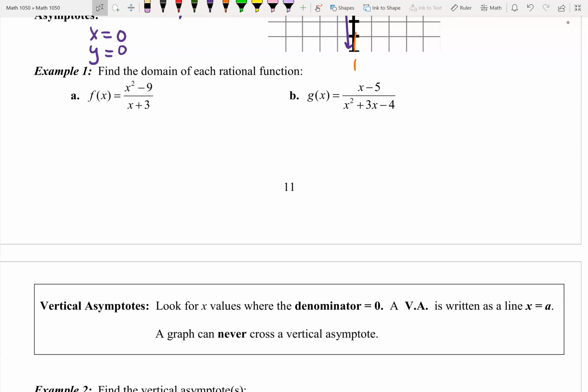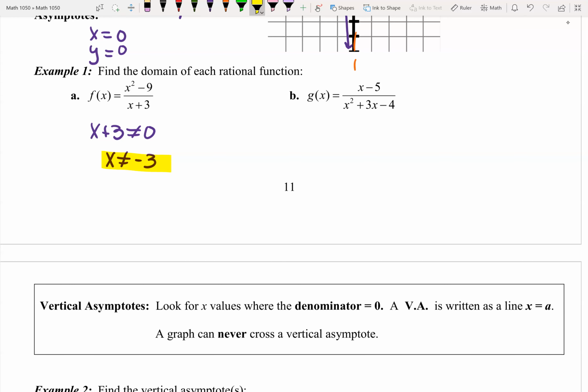Okay. Now everybody freeze right here and let's talk for a second, because domain is tough, and it was tough for some of you guys. When you're looking for domain, how many things do you look for? 3 things. A fraction with an x on the bottom, an even root on the top, and an even root on the bottom. We'll look at A. I don't have any even roots, but I do have an x on the bottom. What do I know about the bottom? Cannot be 0. So I'm going to go x plus 3 cannot be 0. So x cannot be -3.